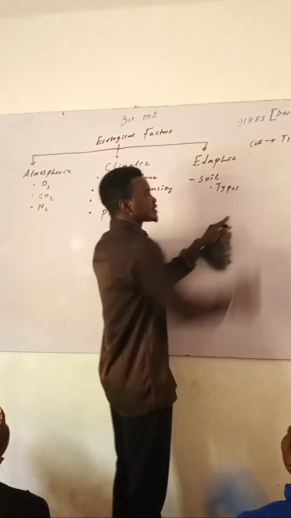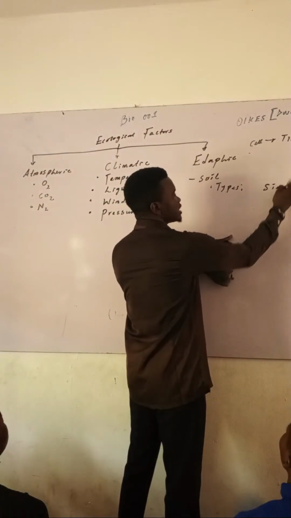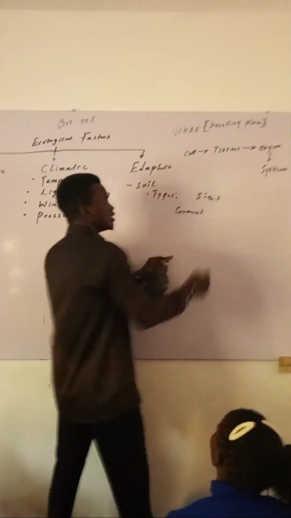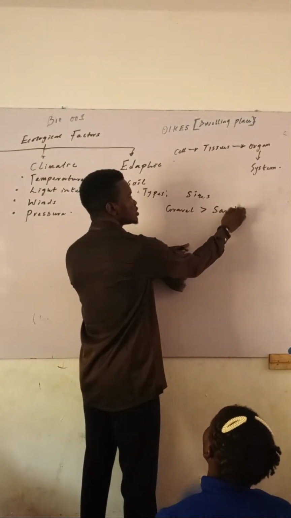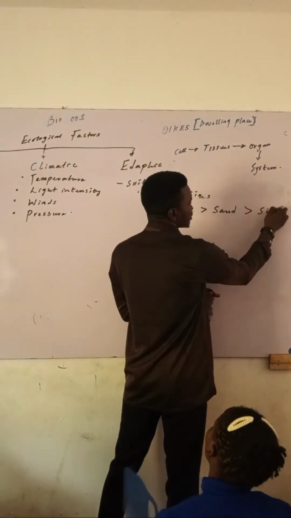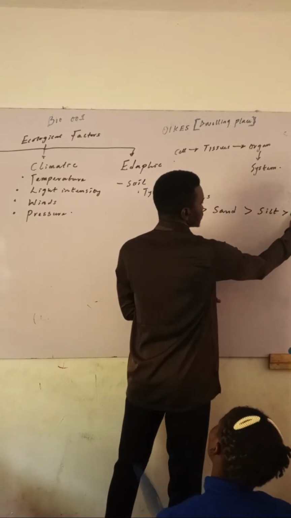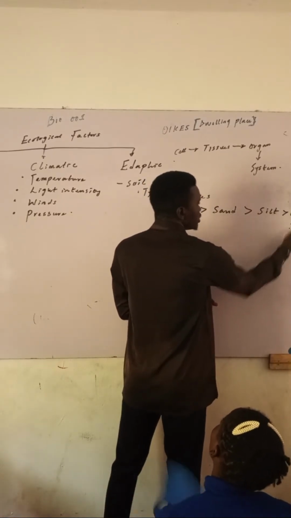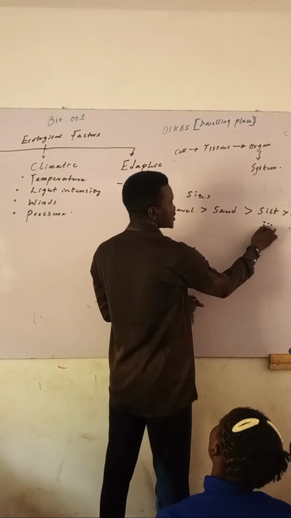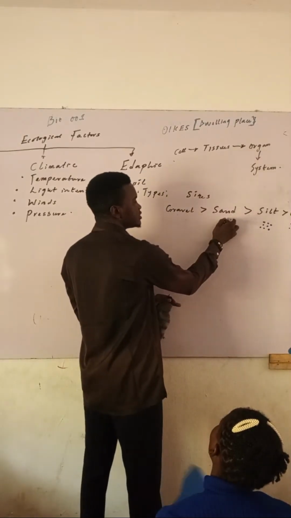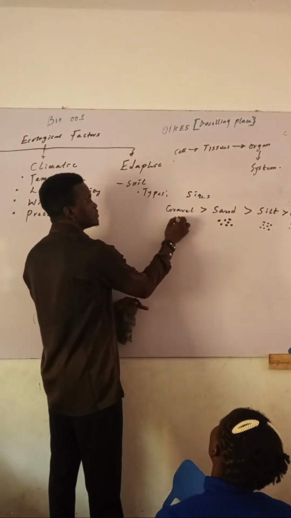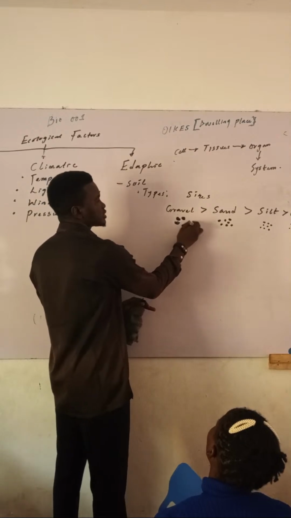So we have the different types based on sizes. Based on their sizes, we have the gravel, which is the biggest and the largest size. We have the sand, which follows gravel, bigger than the rest. We have the silts, and we have the clay. So the tiniest of them all is clay. Some bigger sizes is silts. Then bigger than silts is sand. Then far bigger than sand is gravel.